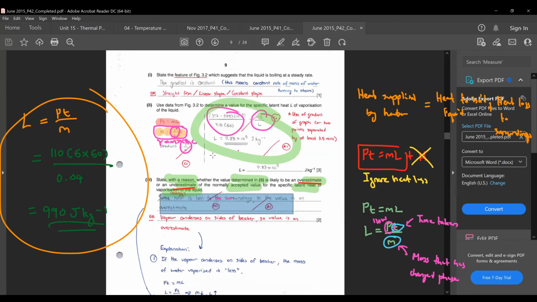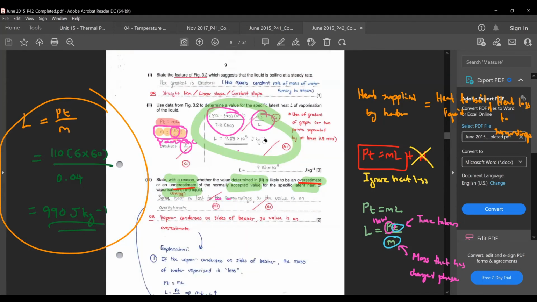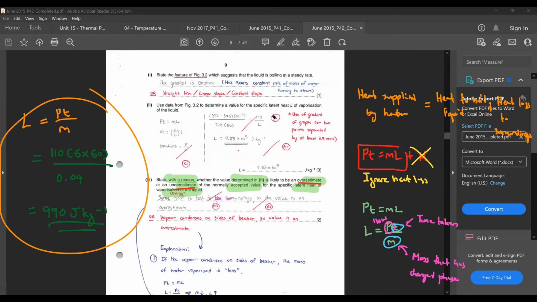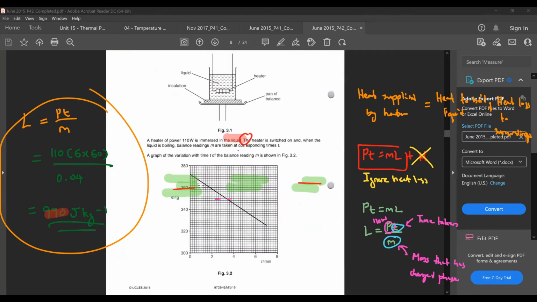Okay. Right. One thing I just noticed. For part 2, if you just excuse me for a while, I just noticed that your answer here has a 10 power 5, but here I give you 990. The order of magnitude doesn't seem to be correct, right? So I must have forgotten something here. Wait, gram change to kg, 40 divided by 1000 is 0.04. 110 times 6 times 60 divided by this.